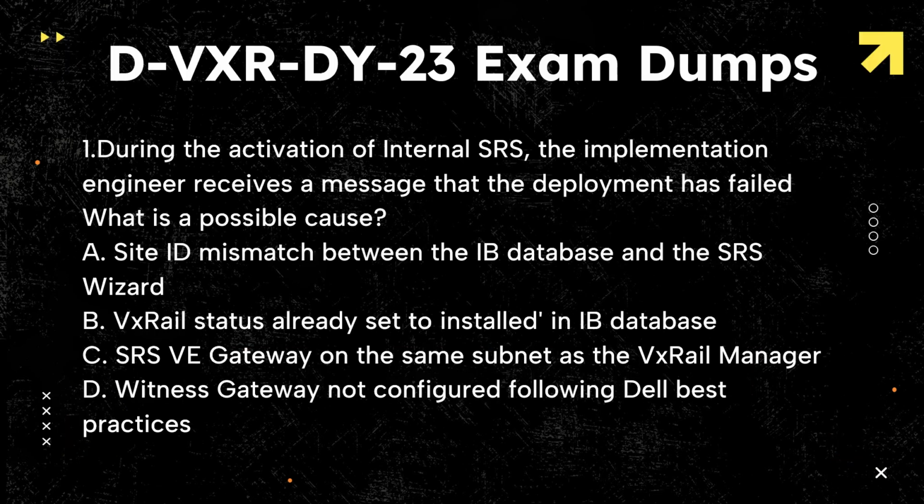1. During the activation of internal SRS, the implementation engineer receives a message that the deployment has failed. What is a possible cause? A. Site ID mismatch between the IB database and the SRS wizard. B. VxRail status already set to installed, in IB database. C. SRS Bay gateway on the same subnet as the VxRail manager. D. Witness gateway not configured following Dell best practices.